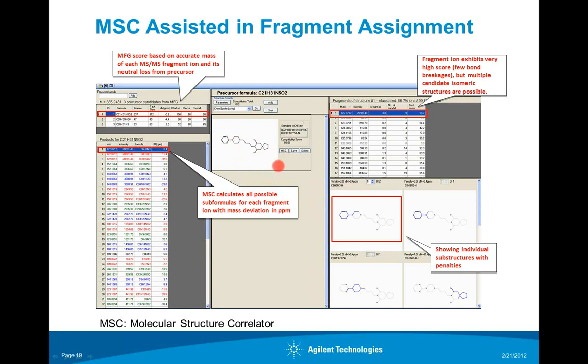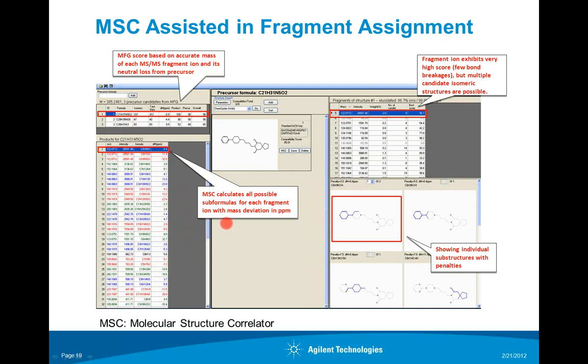the next thing you need to do is just click MSC, and then the software will calculate the molecular formula generation score based on the accurate mass of each MS fragment ion and its neutral loss from the precursor ion. So it will display all different formulas based on all this information. Typically, the high score is the winner.